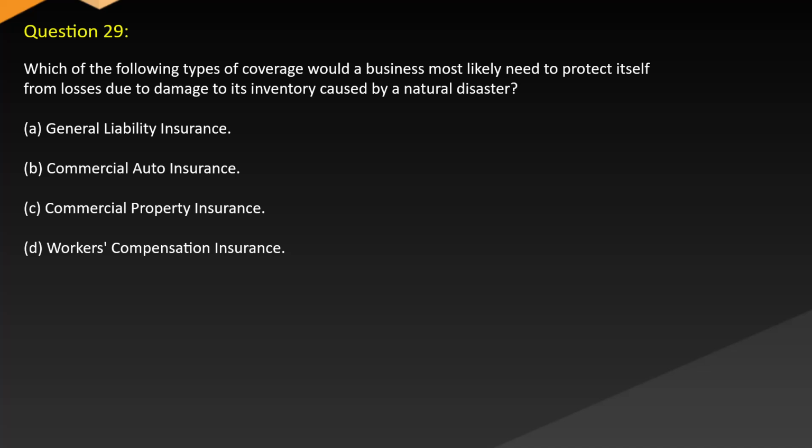Question 29. Which of the following types of coverage would a business most likely need to protect itself from losses due to damage to its inventory caused by a natural disaster? A. General liability insurance. B. Commercial auto insurance. C. Commercial property insurance. D. Workers' compensation insurance.